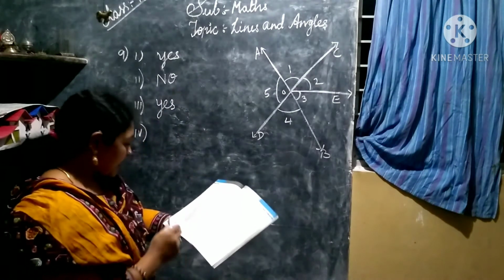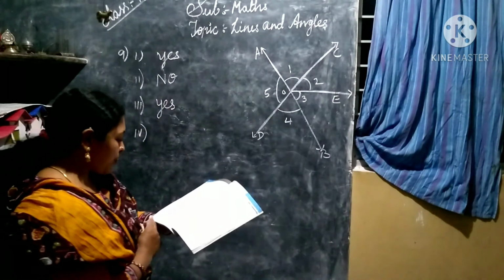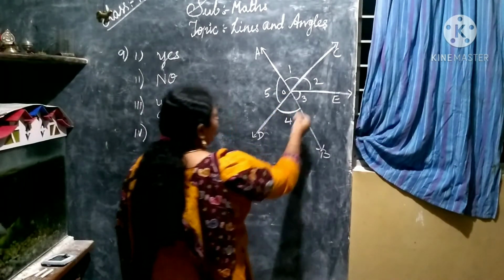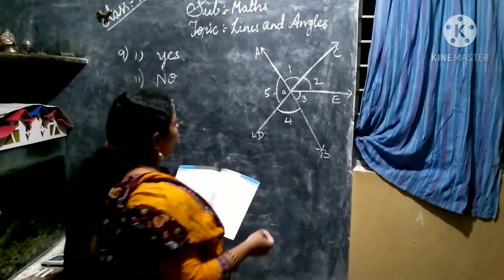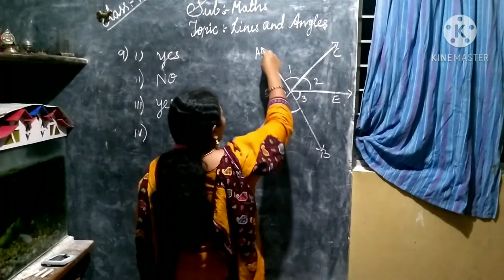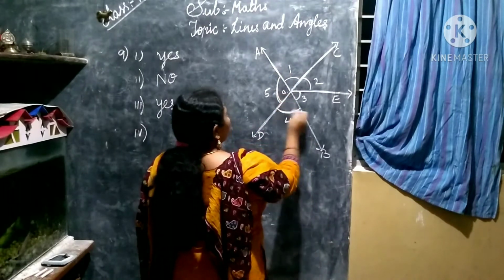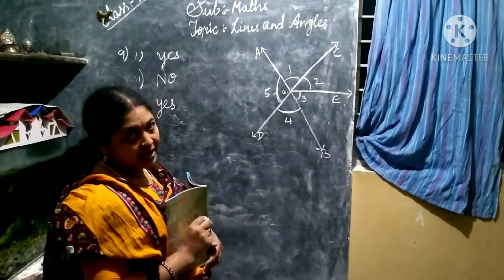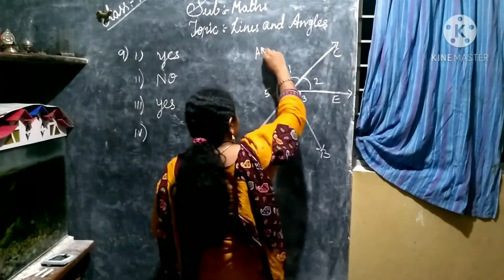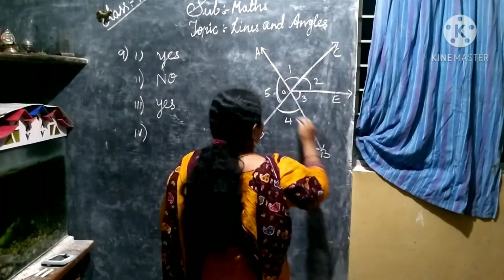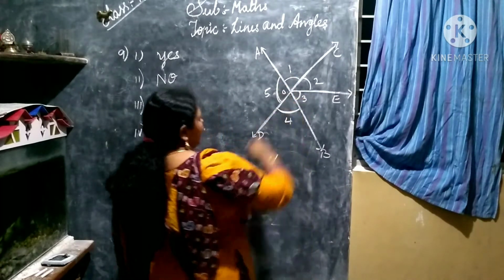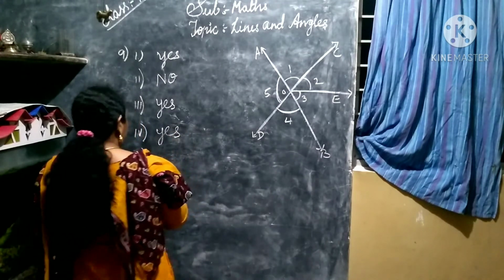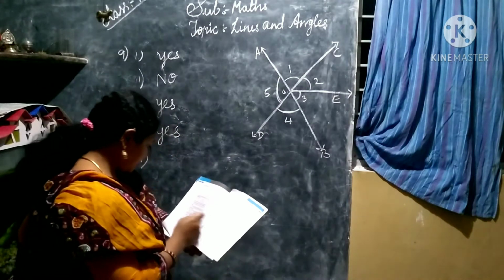Fourth one, angle DOB. Where is DOB? So it is angle 4. And angle DOA. DOA, so it is 4 and 5. DOA. Are they supplementary angles? See, they are in the straight line. When these two join, they become a straight angle. Therefore, the answer is yes, they form a supplementary angle.